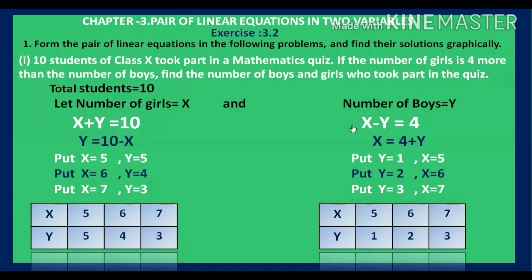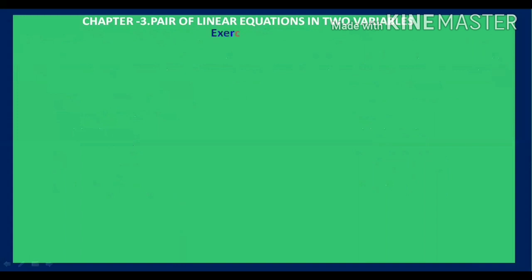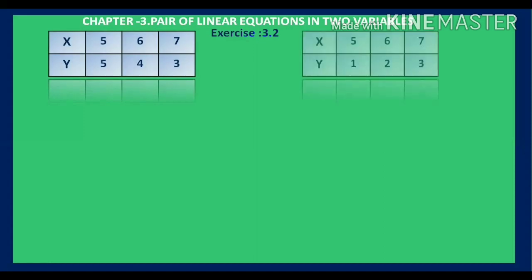I am telling you that you have to take at least 3 points. If you take 2 points, you can also get a line. But 3 points are necessary to get a correct line, because if you have 2 points and one is correct and one is wrong, you will still get a straight line. But among 3 points, if one point is wrong, if there is some calculation mistake, then you will not get a straight line. So you must take 3 points. If you take 3 points, then you can find if any mistake is there. So let's draw the graph.